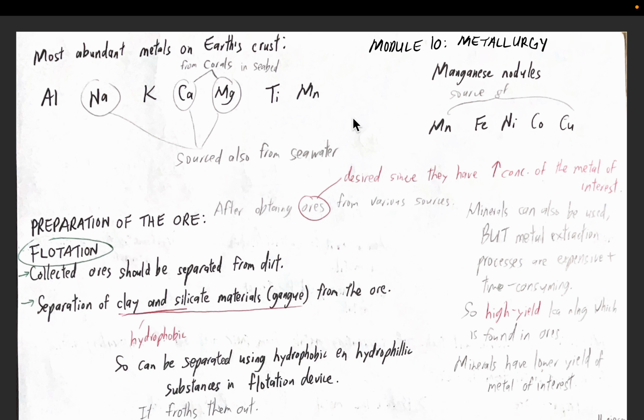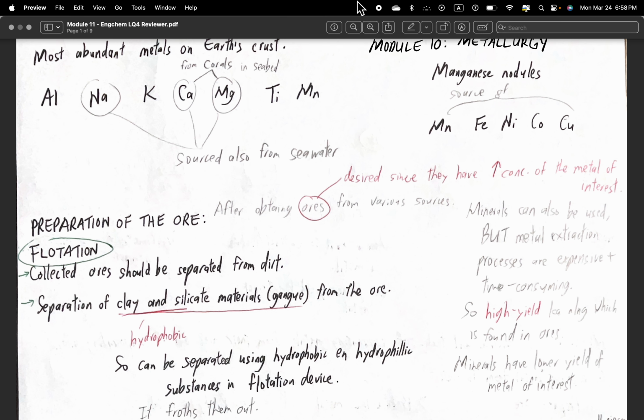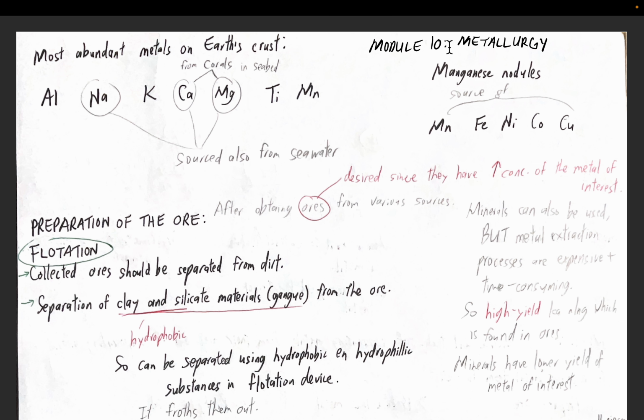Okay, in this video, I will be discussing my reviewer on metallurgy. Actually, it says here module 11, but it's actually 10. I'll have to change that later. But yes, this is the first lesson of the fourth long exam for chemistry for engineers. And okay, let's start already.